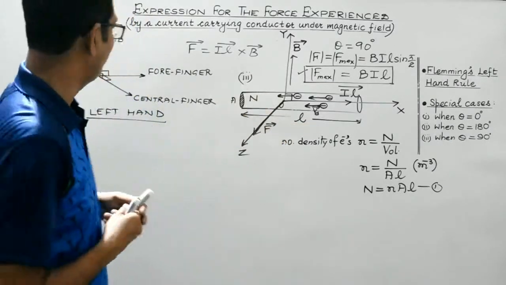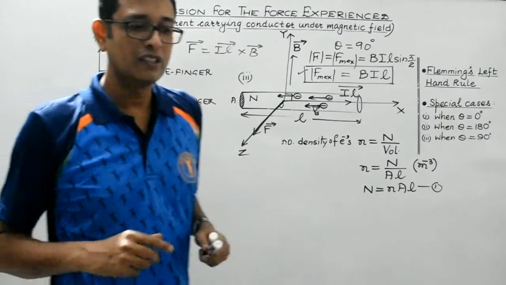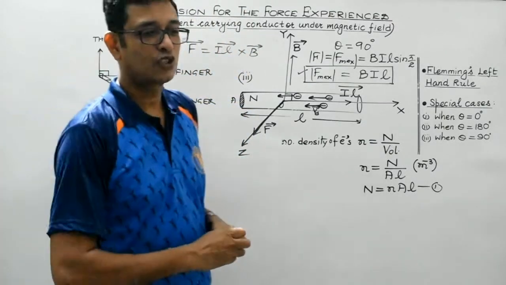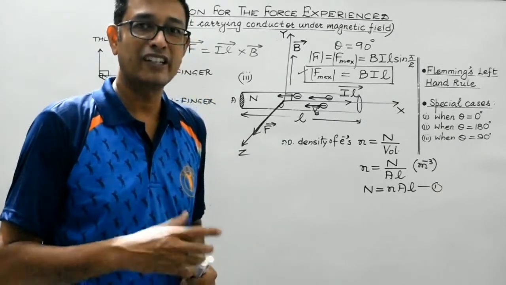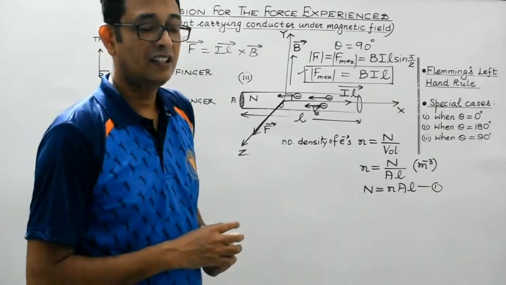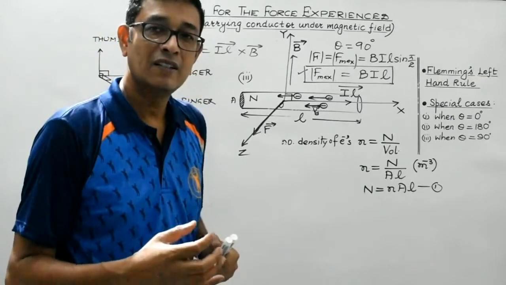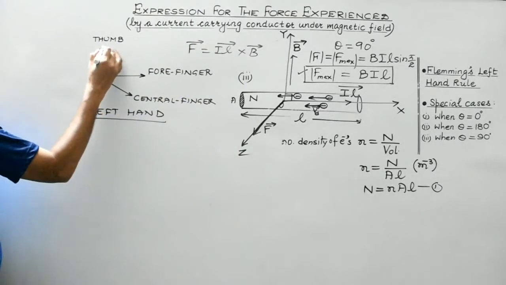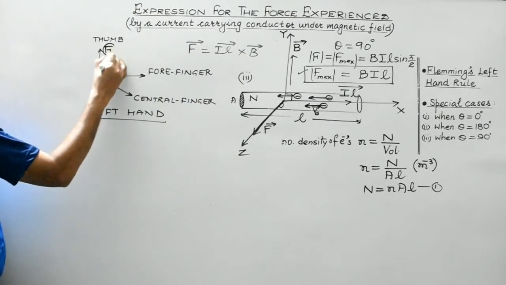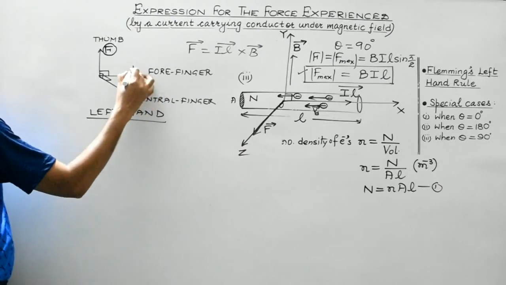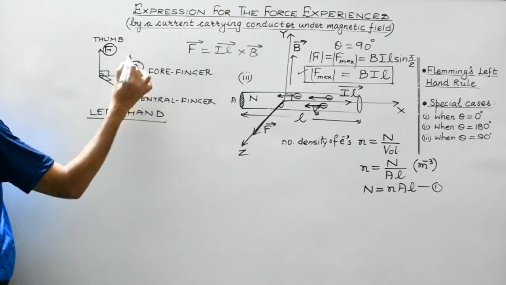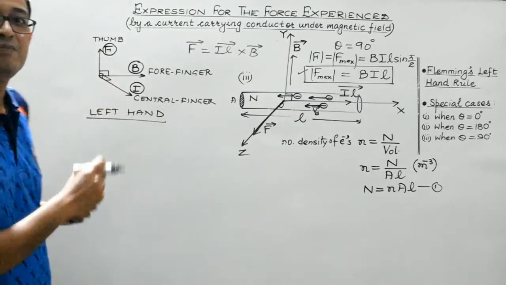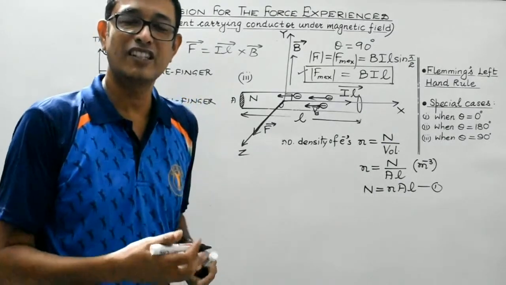Right? In that case, you can remember, students, you're aware of FBI, isn't it? FBI. It's a commonly used term. It's a secret agency in the United States. The full form of FBI is Federal Bureau of Investigation. So just remember by that. This is F, force, this is B, magnetic field, and this is I, current. So students, simply remember FBI, Federal Bureau of Investigation.